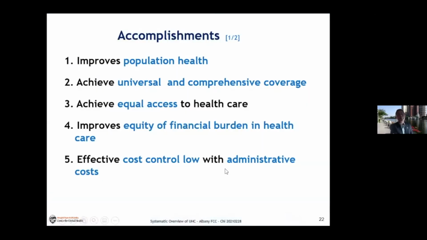And let me summarize some of its achievements. It improved population health. There have been lots of empirical studies comparing before and after national health insurance, to see how the overall health indicators have improved. And it achieved universal and comprehensive coverage for everyone and equal access for everyone. Also it improved equity of financial burden in healthcare. And it implemented very effective cost control with very low administrative costs.